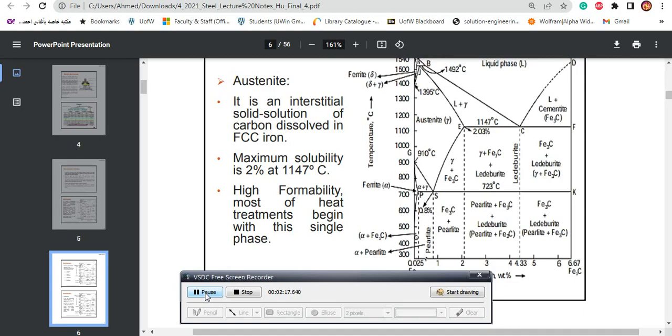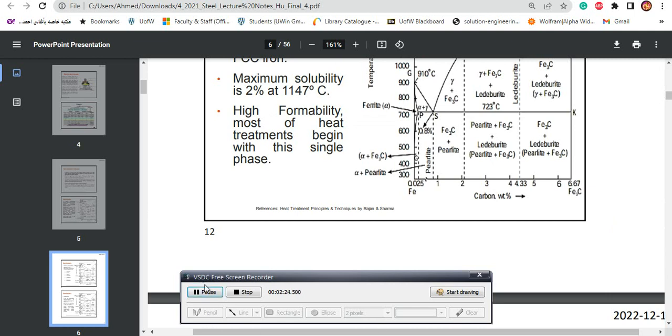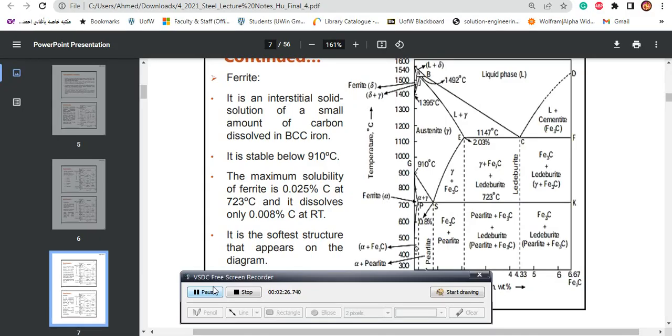Heat treatment begins with austenite. Maximum solubility of austenite is 2% at 1147 degrees. Ferrite is softest, it's BCC, it's dissolved in BCC, it's stable below 910 degrees, maximum solubility is 0.025%.